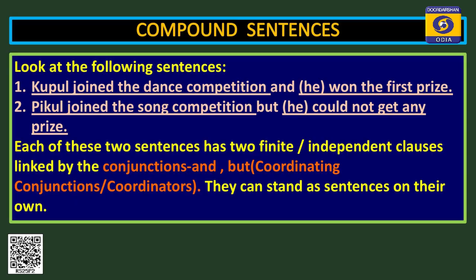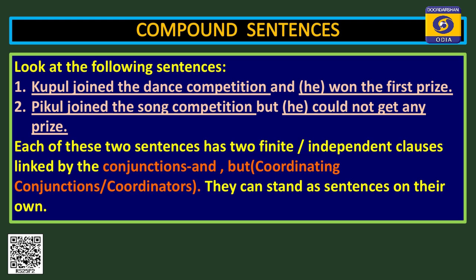Compound sentences. Look at the following sentences. There are two examples. Couple joined the dance competition and won the first prize. The second example is: Pickle joined the song competition, but he could not get any prize. So, we have two sentences, and each of these has two finite independent clauses. I have already told you, in a sentence if you have one verb, that is finite. If you have many verbs in a verb phrase, the first one is finite.